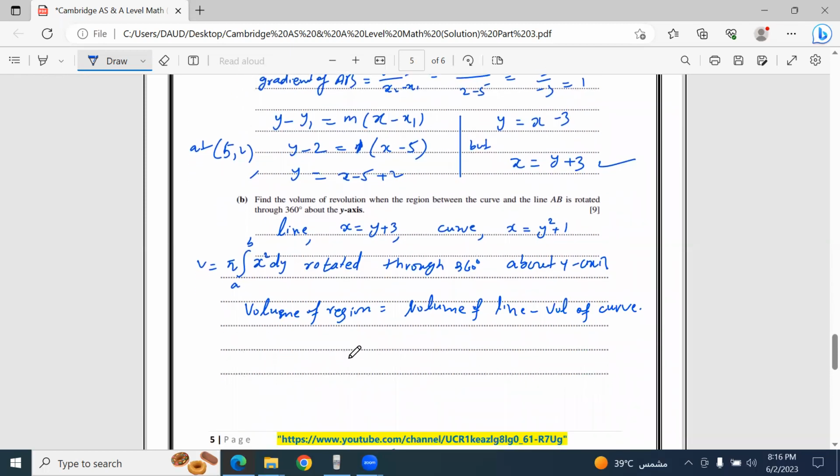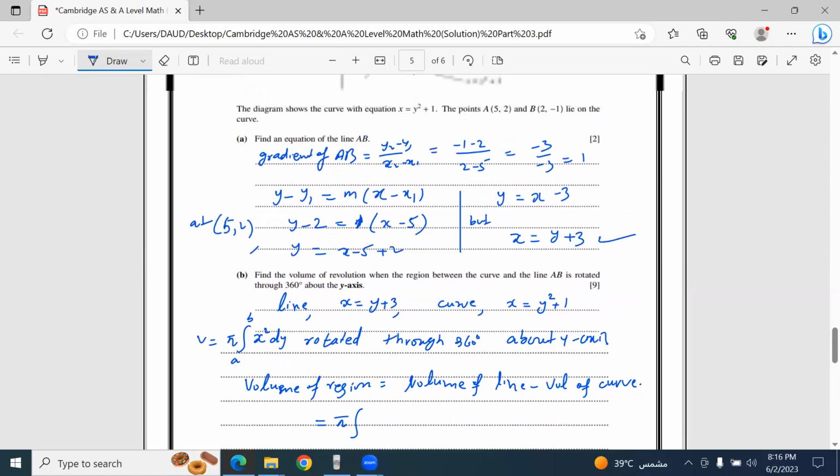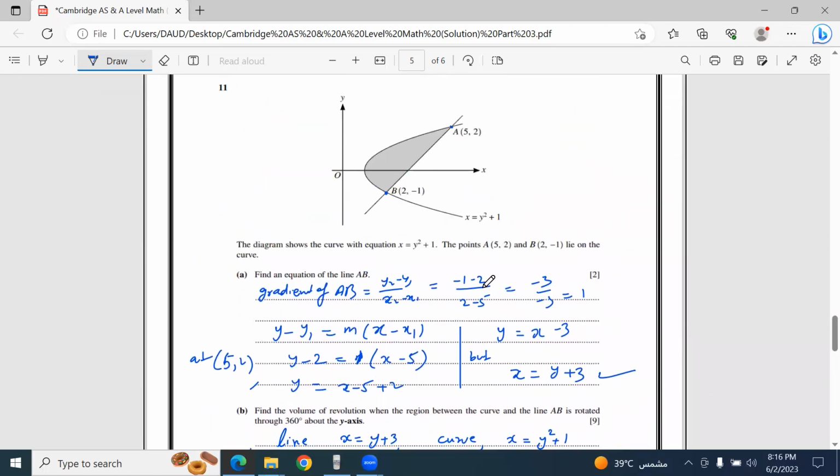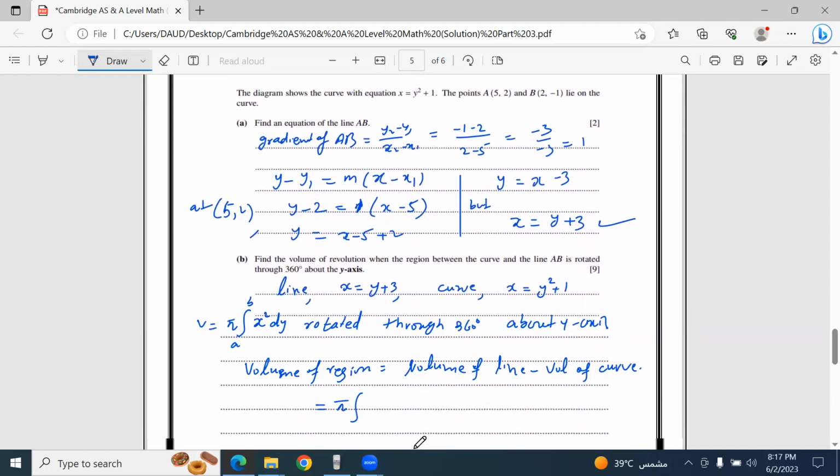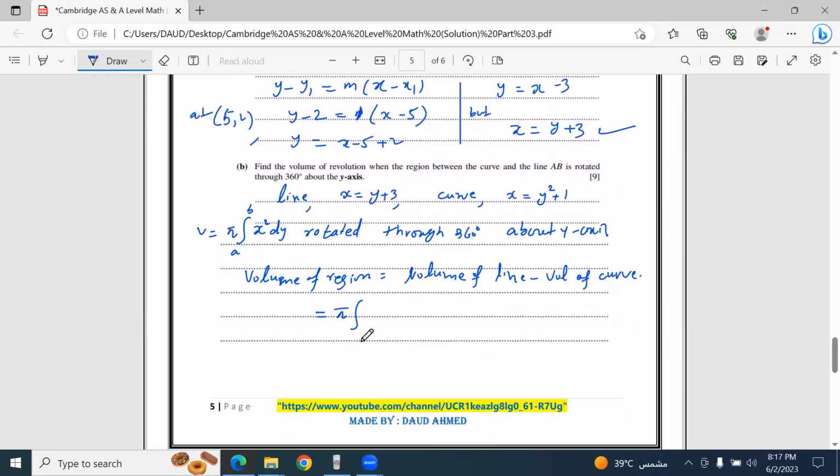Now we apply the volume formula. It is pi integral of x squared dy, and remember that we need the minimum and maximum values as lower limit and upper limit. You can check from the curve. The minimum and maximum value of y is what? The minimum value of y is -1, and the maximum value is 2. So -1 to 2, and this is x square in the formula.